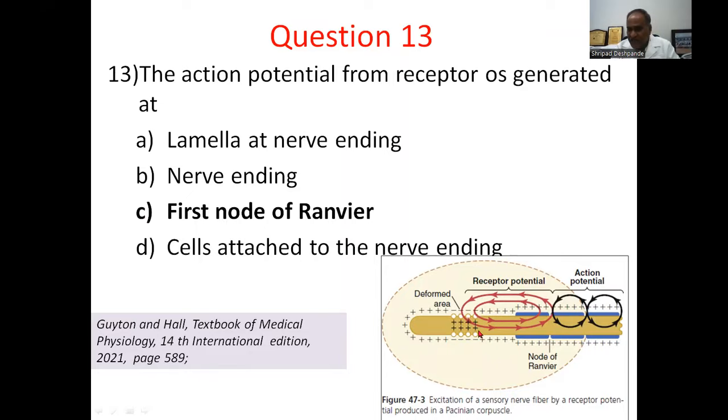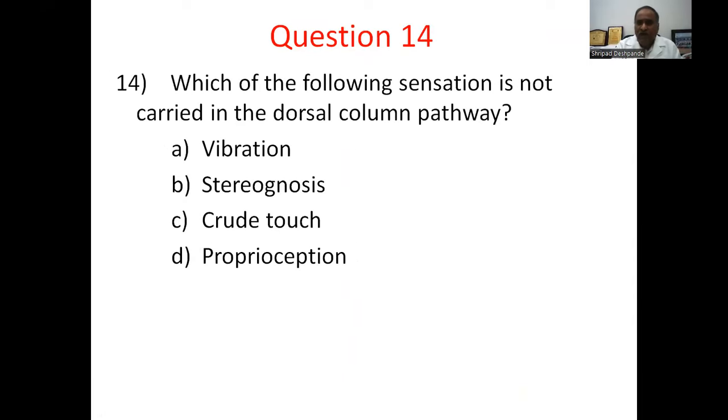You can just see here, this is the deformed area, and the receptor potential or generator potential is generated. And at the first node of Ranvier, this is generated here, and that would create the action potential here and subsequently. So it is generated in the first node of Ranvier, and I have taken this from Guyton and Hall, and you will find this reference in Ganong's textbook course, page number 589. Okay, move on to the next question.